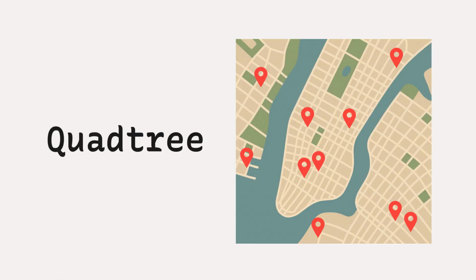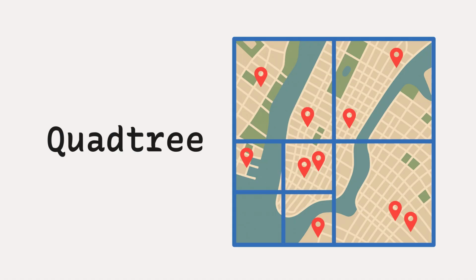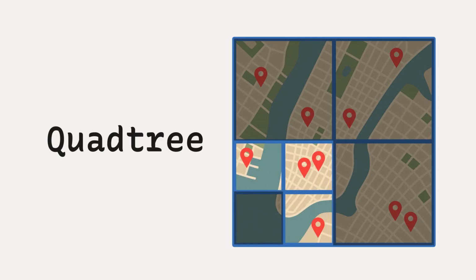A quadtree starts with a simple idea. Take the entire map and draw a big square around it. That square contains every business. Now, if that square has too many points inside it, we split it into 4 smaller squares. Top left, top right, bottom left, bottom right. Each point falls into exactly one of these 4 boxes based on where it is on the map. If any of those boxes still has too many points, we split that box into 4 again. And we keep doing this only where needed.